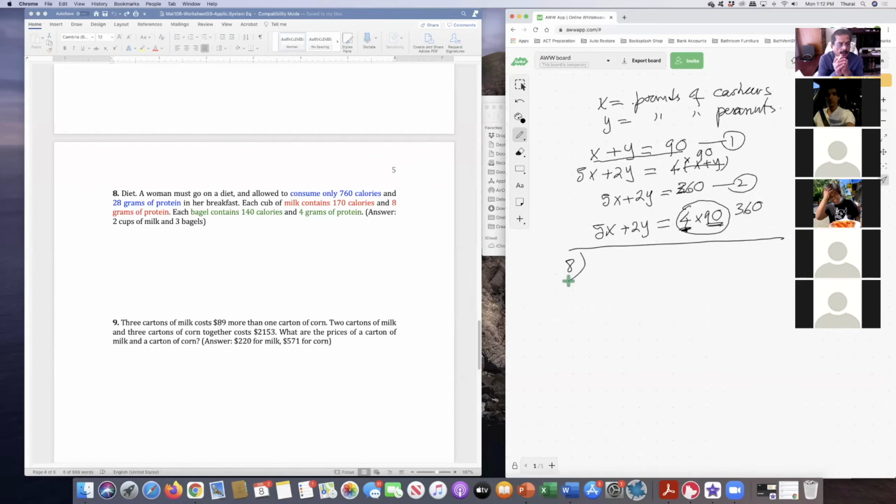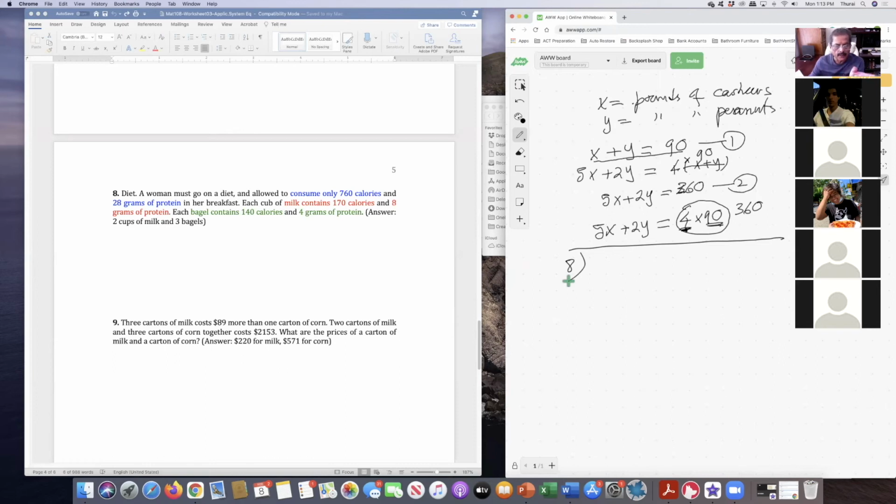A woman must go on a diet and is allowed to consume only 760 calories. The total calories she can consume will be 760, and the total protein she should consume is 28 grams. So she's going to consume those through milk and bagel. Each cup of milk contains 170 calories and 8 grams of protein, and every bagel contains calories and protein. So when they give you information like this, it'll be helpful to organize it in a table.